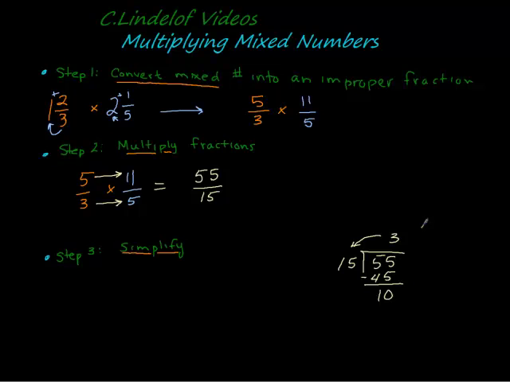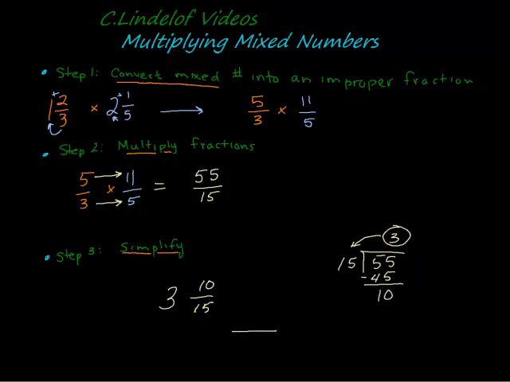So check me out. This number right here is our number in the front, and then it's this over this. So this 15 is the denominator, and the 10, because it's the remainder, is here. Yeah? Now we're going to simplify this again.